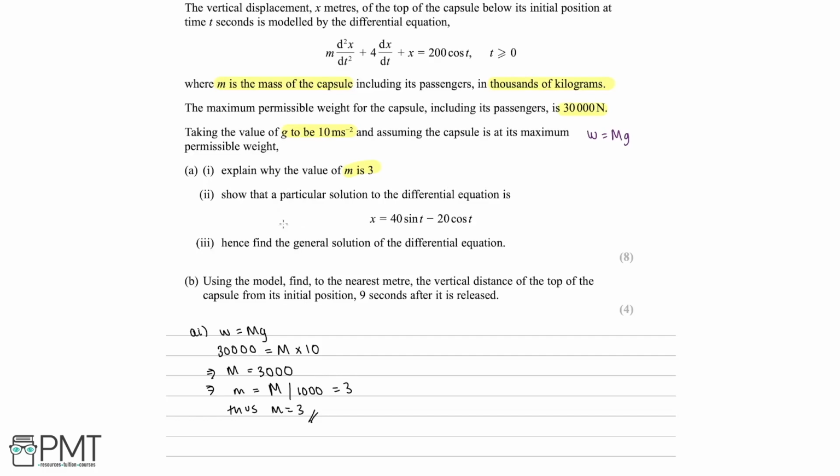For part A(ii), we need to show that a particular solution to the differential equation is x = 40 sin t − 20 cos t. If this is the particular solution, then substituting it into the left-hand side of the differential equation should give 200 cos t on the right-hand side. To do this, first we need to find the second derivative and the first derivative of x.